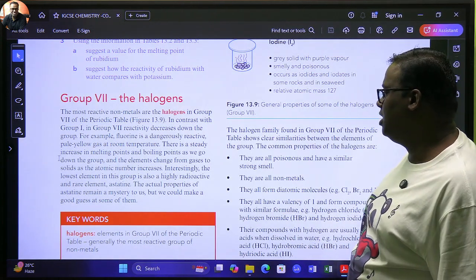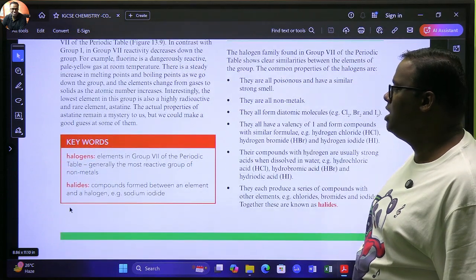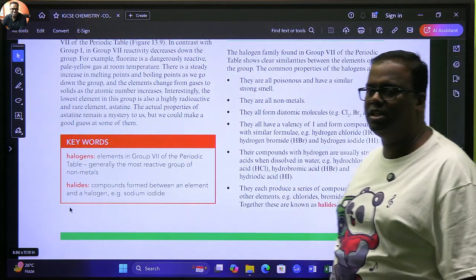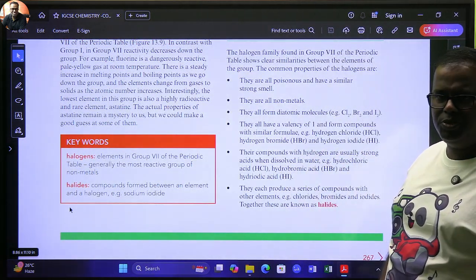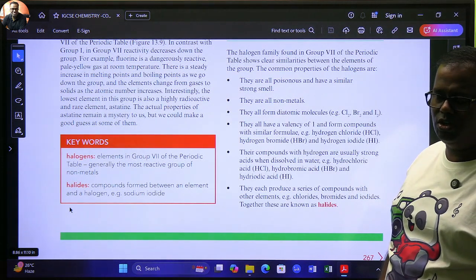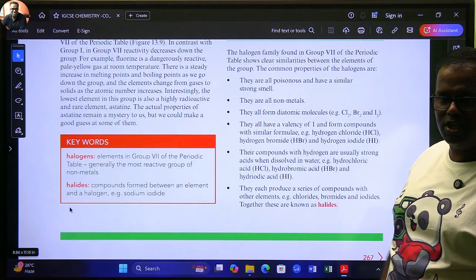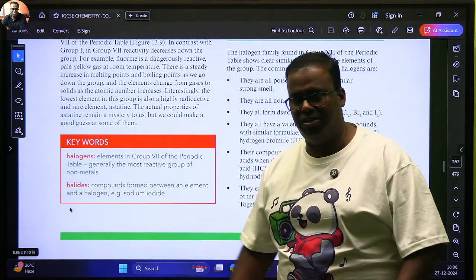Right? Let's move ahead. Keywords. Now let's look at the keywords. Halogens. Do you know what halogens are? Halogens are elements in the 7th group of the periodic table, generally the most reactive of all non-metals. Even the 6th group is reactive, which has oxygen, sulfur. They are also non-metals. The 5th group containing nitrogen, phosphorus are also non-metals. But amongst all non-metals, halogens are the most reactive, right?